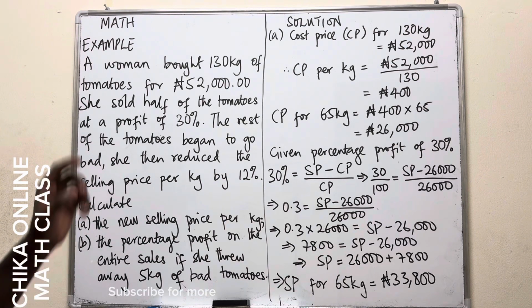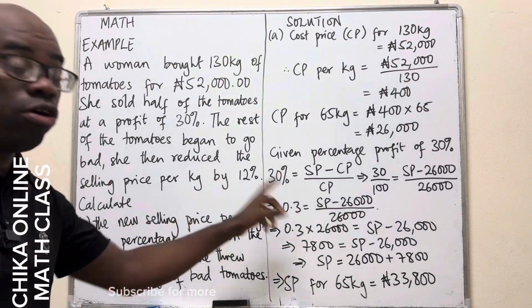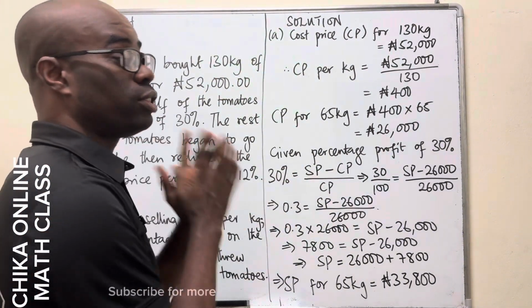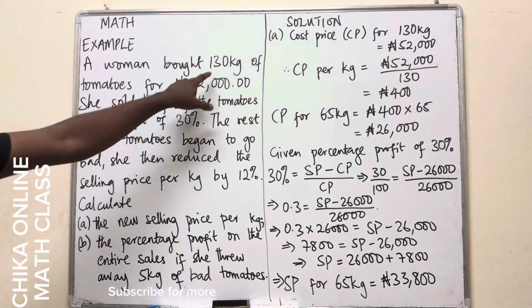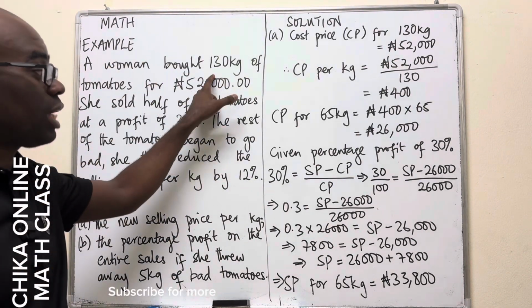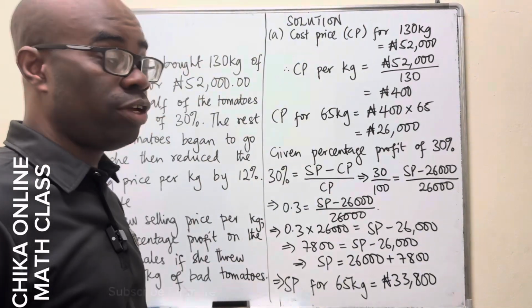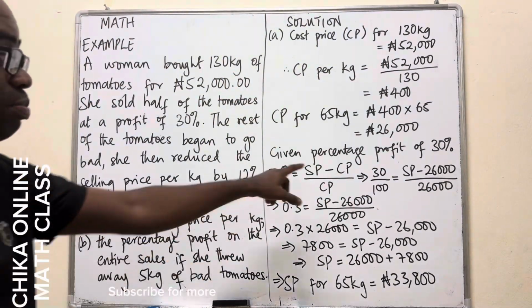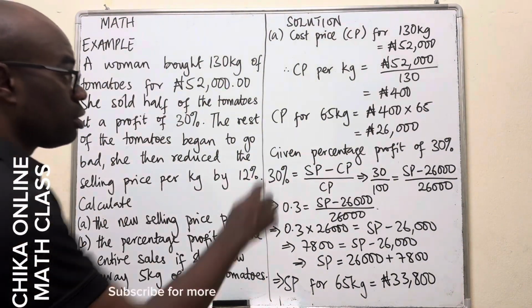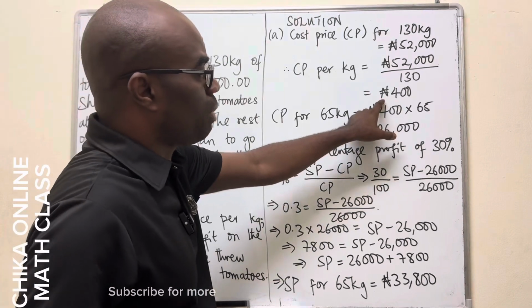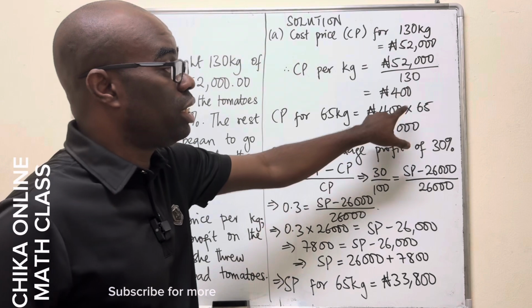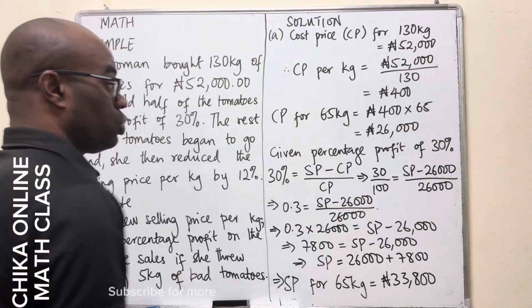It's nothing but selling price minus cost price all over cost price, where this selling price denotes the selling price for 65 kg, half of 130 kg. Half of 130 kg is 65 kg. And cost price is the cost price for 65 kg. Now the cost price per kg is 400 naira, so the cost price for 65 kg will be 400 naira times 65, which will give us 26,000.